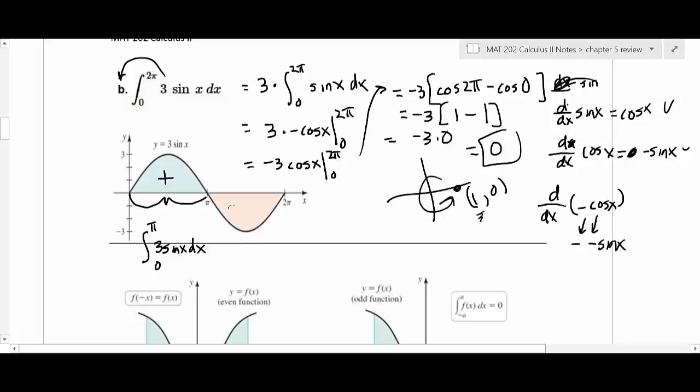And then if you did this part right here, the integral from pi to 2 pi of 3 sine x dx, you would get a negative answer. You would get 3 here and negative 3 there if you worked out the details, right? And they'd cancel out, okay? Does that make sense? Okay? Any questions so far about anything?